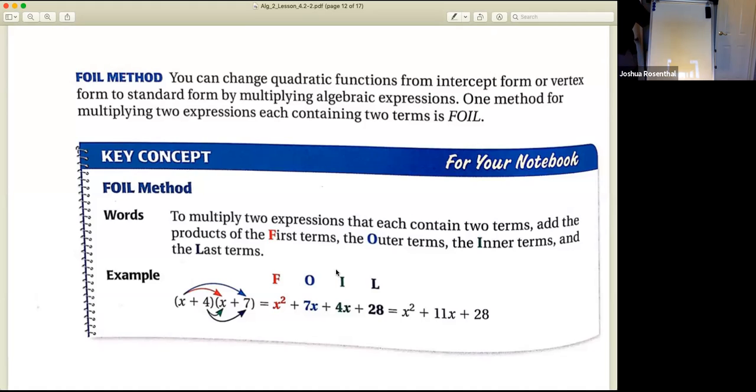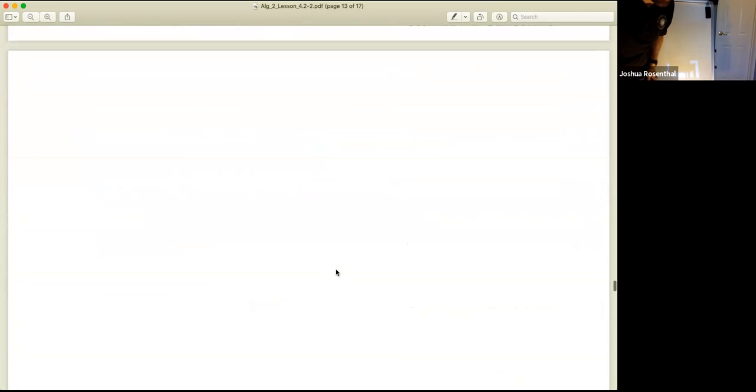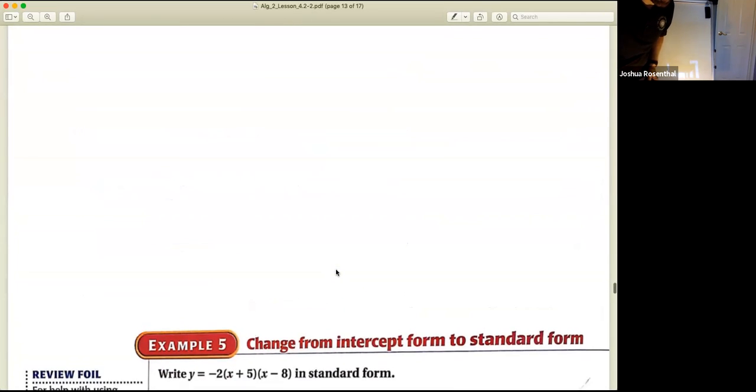So, I don't want to go too far. The directions on this next one say to do this, and I'll give you 30 seconds. Write y equals -2 times x plus 5 times x minus 8 in standard form. Go ahead. So now that we have the three forms, it looks like they want us to be able to go in and out of the forms.